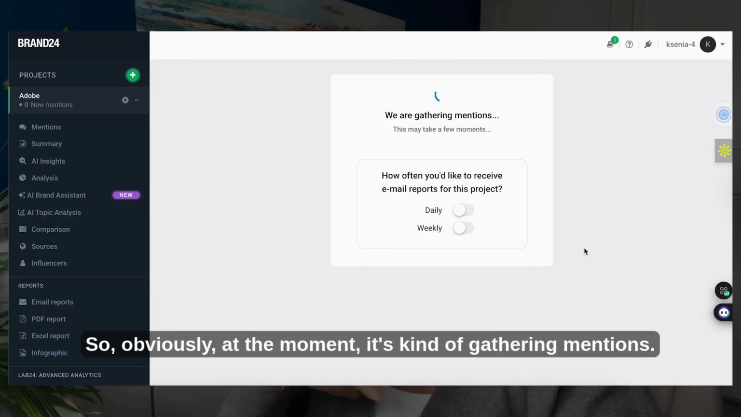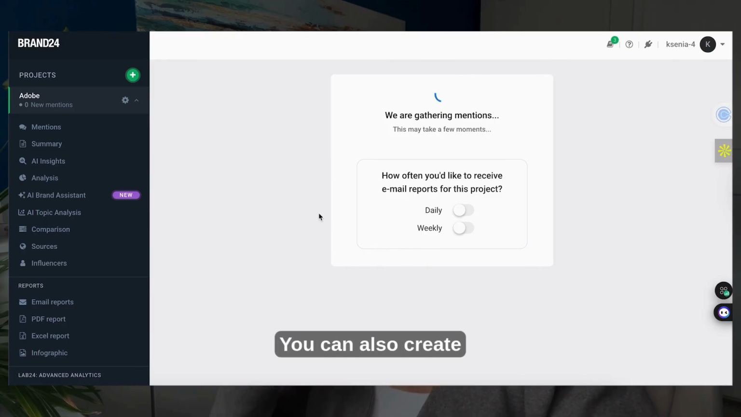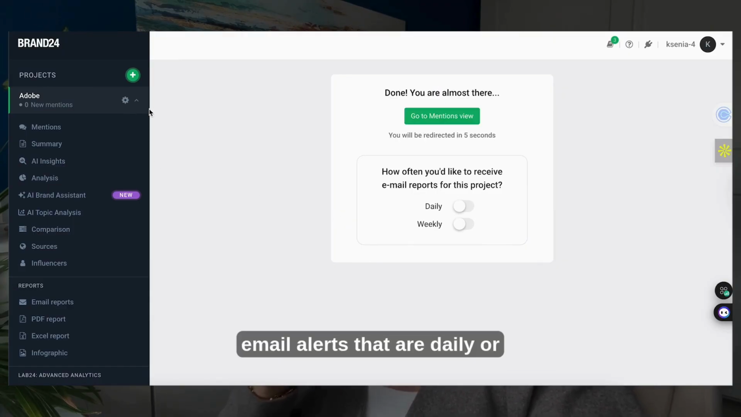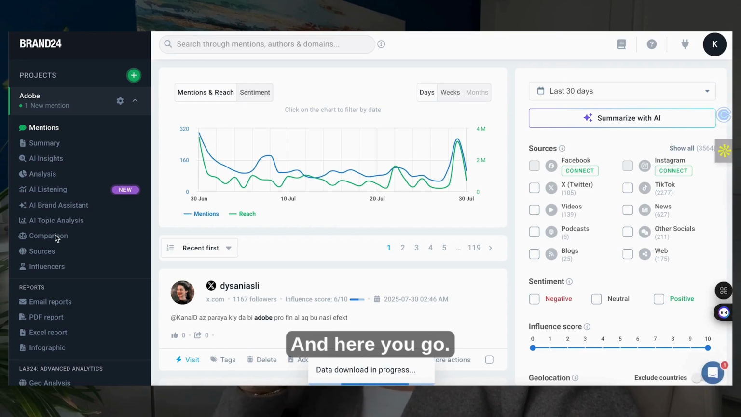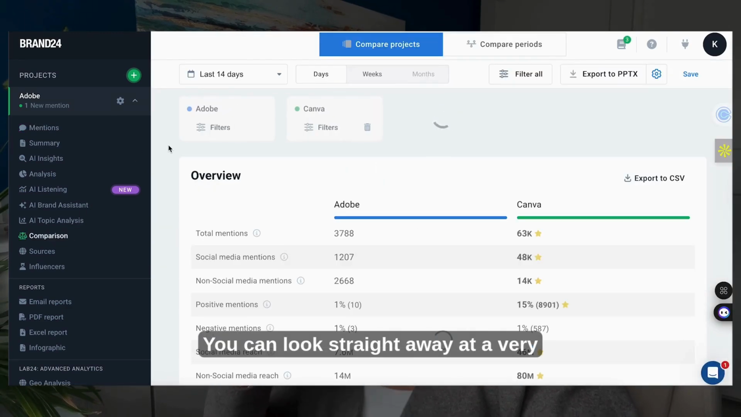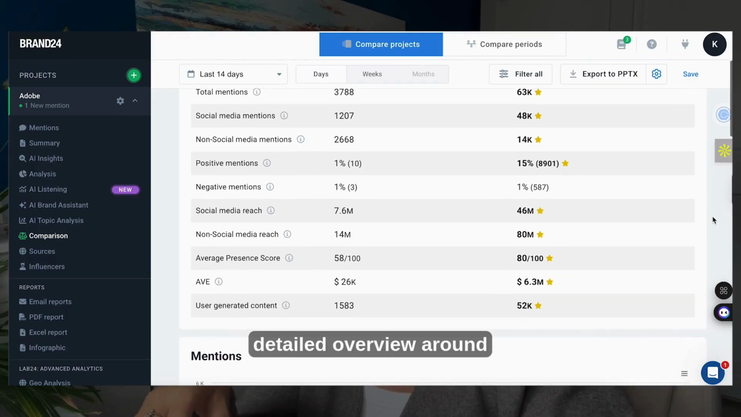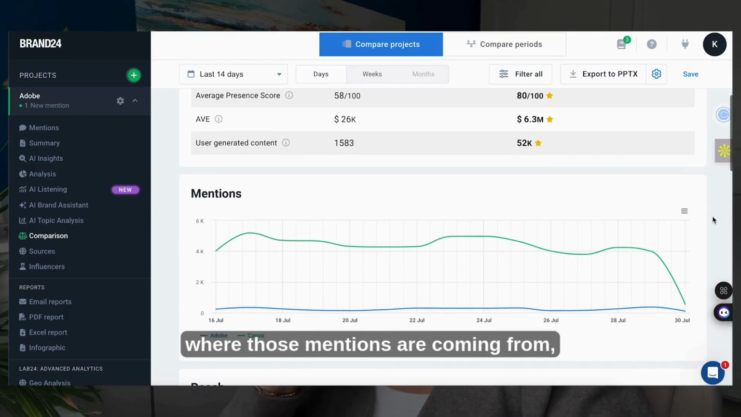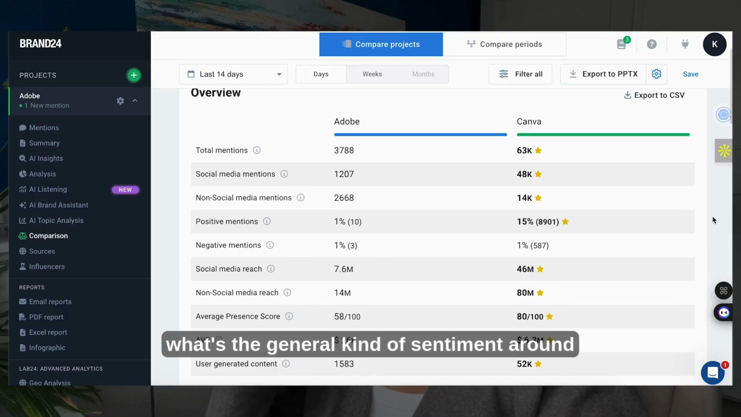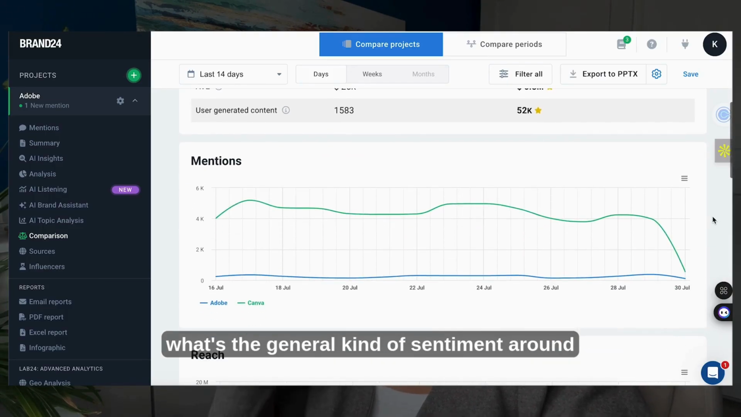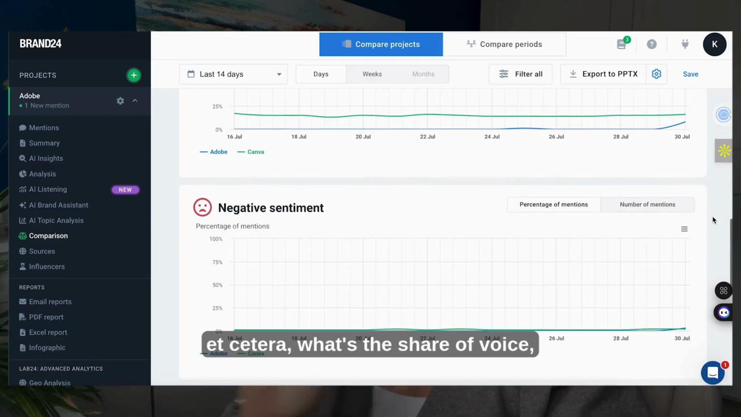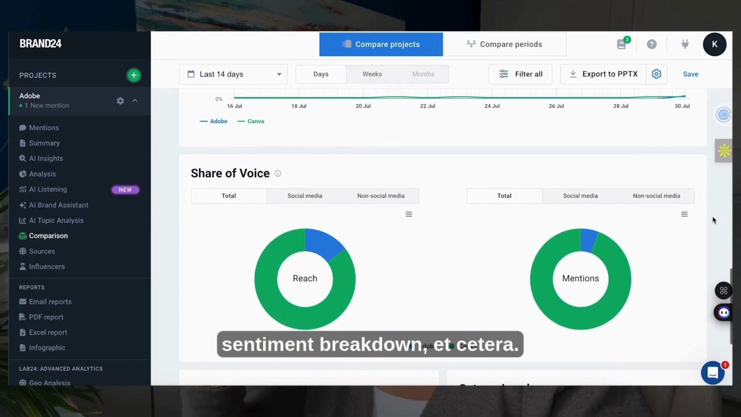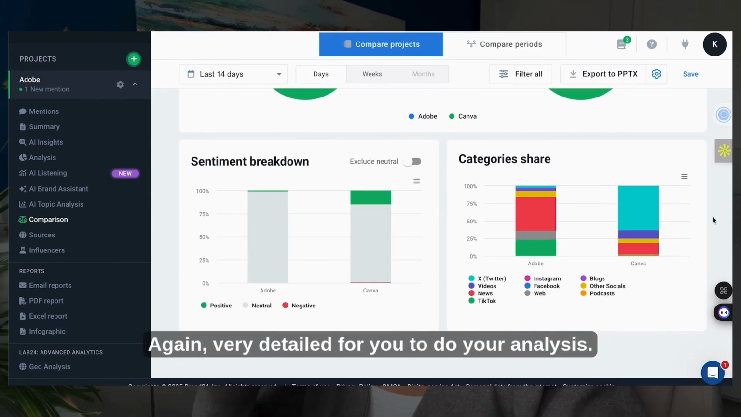So obviously at the moment it's kind of gathering mentions. You can also create email alerts that are daily or weekly about this. And here you go, you can look straight away at a very detailed overview around mentions, where those mentions are coming from, what's the general sentiment around those, whether they're positive, negative, etc. What's the share of voice, sentiment breakdown, etc. Again, very detailed for you to do your analysis.